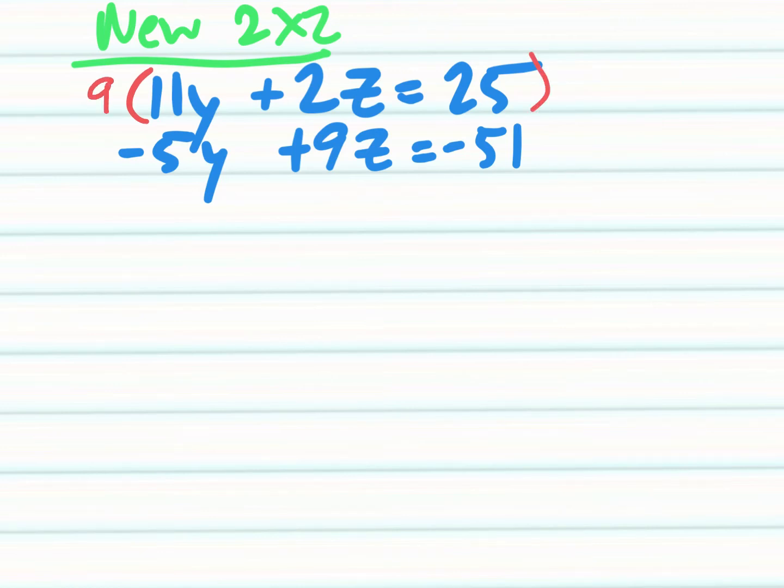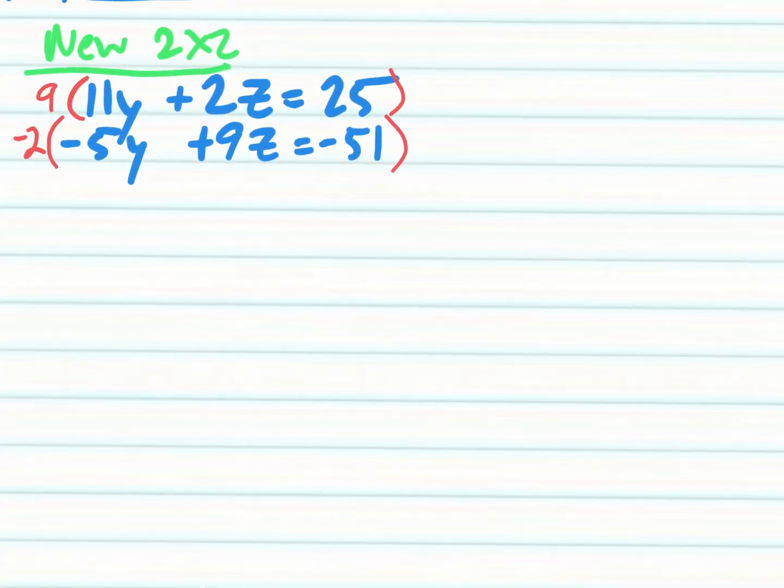By 9 or negative 9. I want to go with 9, and I want to multiply the bottom one by negative 2. Again, we decided to cancel out z's. You could have canceled out y's if you wanted to. As I distribute the 9, I'll get this new equation. 9 times negative 9y plus 18z equals 9 times 25.